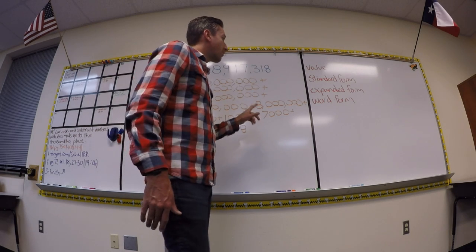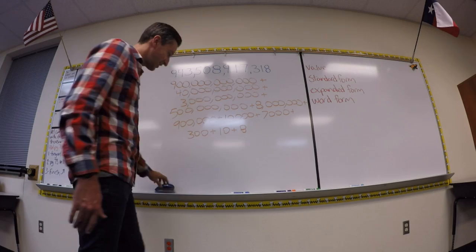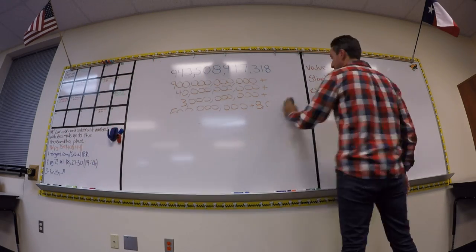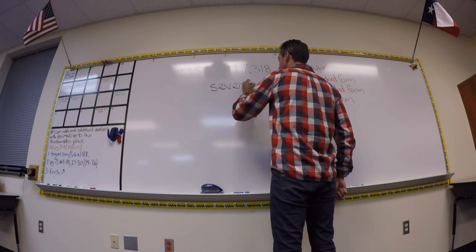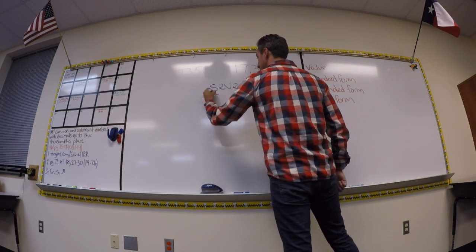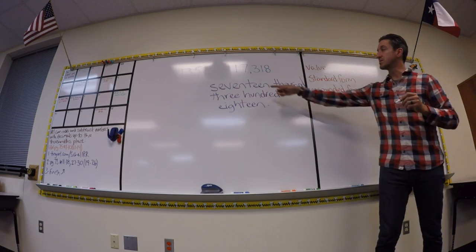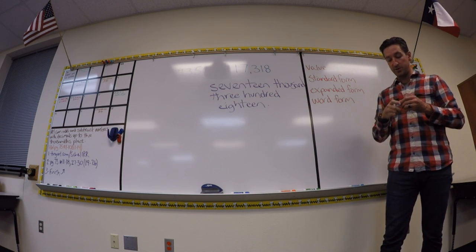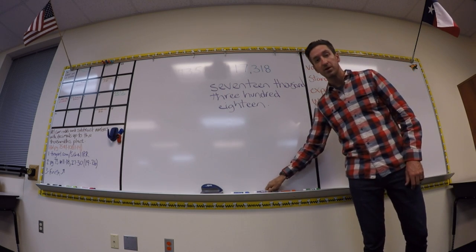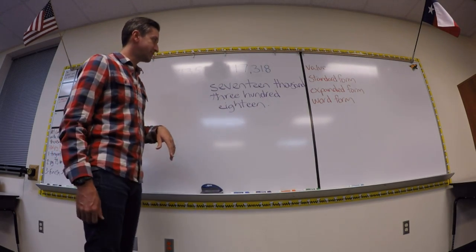All right, now word form of this number, I am not going to write. I'm going to change the number, and I will show. So this is 17,318 is our number that we have here, and that would be in word form. So on your test, whenever it asks for word form, you're going to write it just like this.